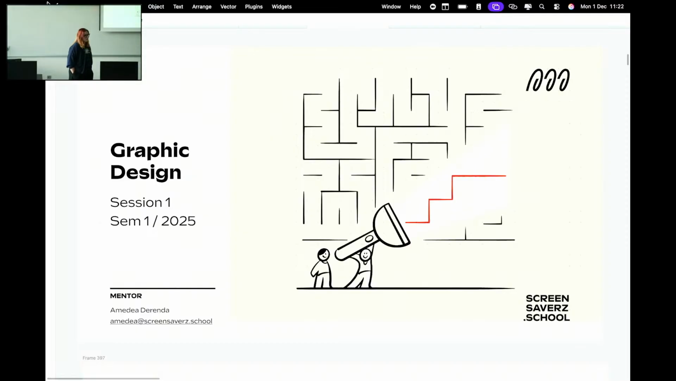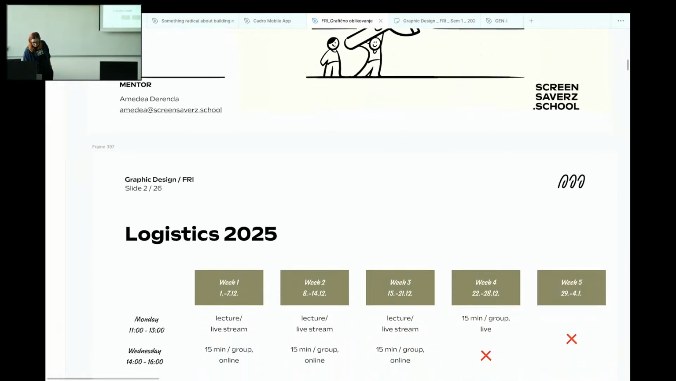I'm a UX designer, I'm a product lead. I've been doing this for 15 years. I also have a UX school called Screensavers, so you see on the screens. And we'll be spending some time together for the next few weeks.